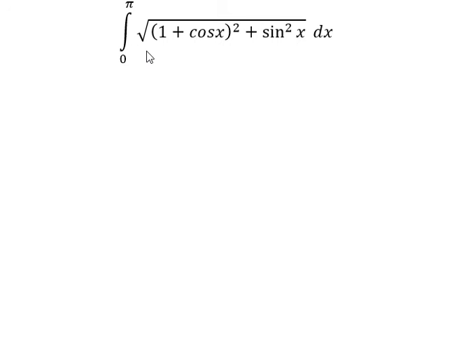The topic today is about integration. So now I will show you how to answer.